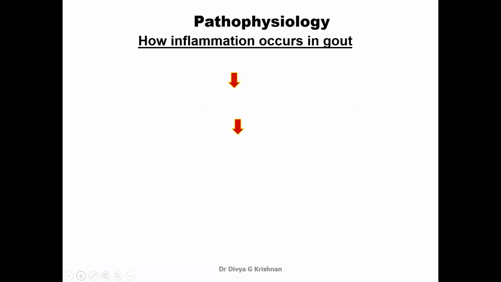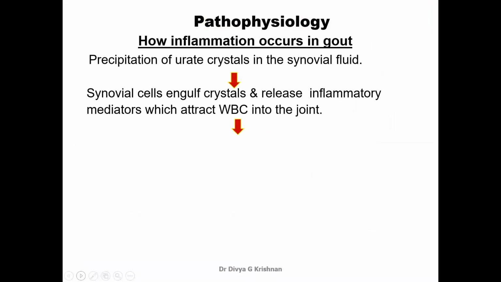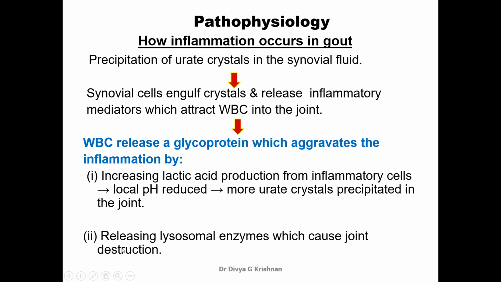Now, let us see how the inflammation occurs in gout. As I said, there is an excessive uric acid level in gout, and the urate crystals, because they are in excess, get deposited in the synovial fluid. The synovial fluid engulfs the urate crystals and releases inflammatory mediators, which start attracting the WBC into the joint. Once the WBC is in the joint, it starts releasing a glycoprotein, which aggravates the inflammation by increasing lactic acid production from the inflammatory cells, which decreases the local pH and causes more urate crystals to precipitate in the joint. The glycoprotein released by the WBC also causes the release of lysosomal enzymes, which cause further joint destruction. This is the pathophysiology of gout.